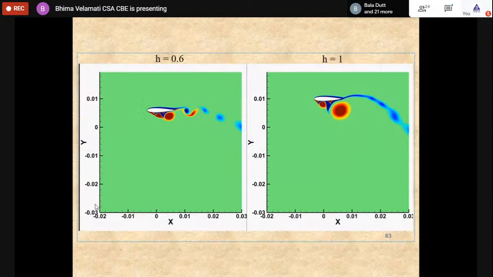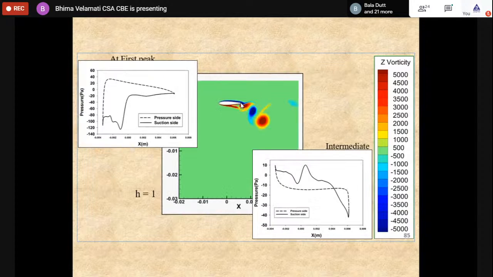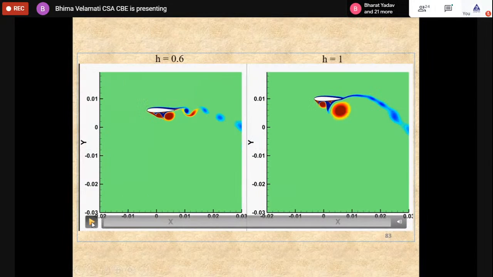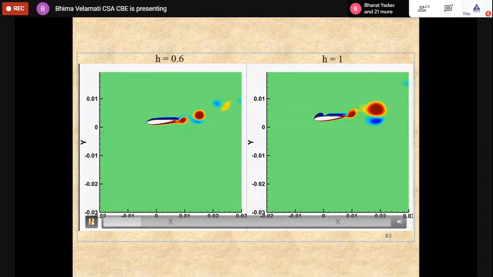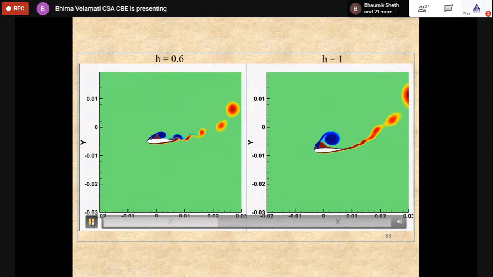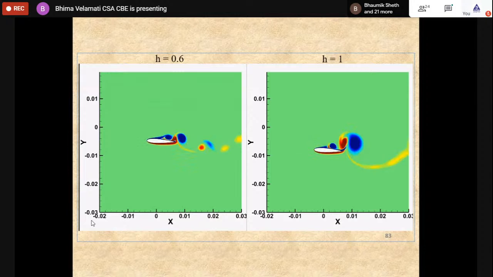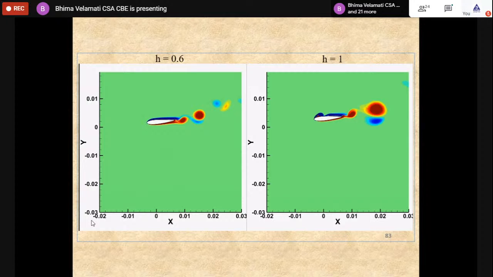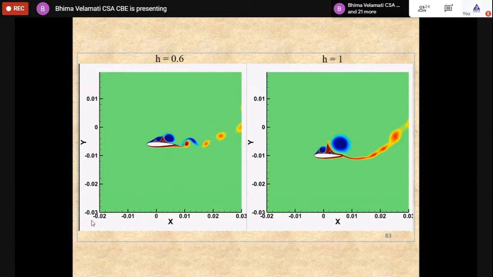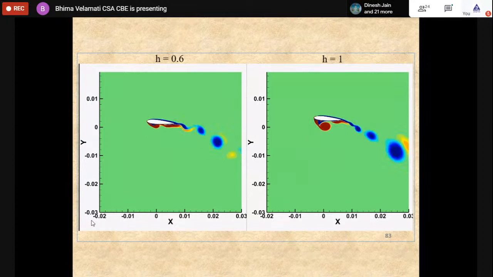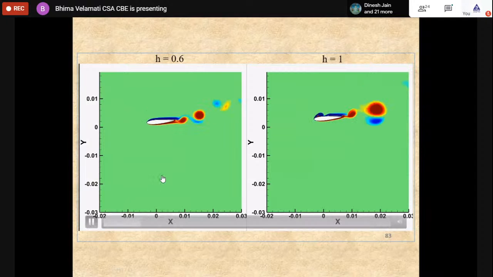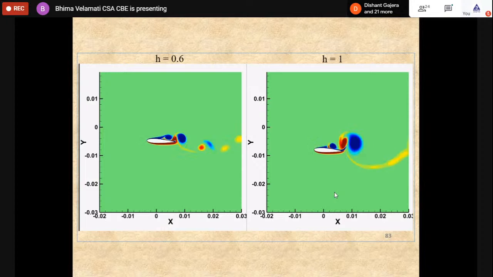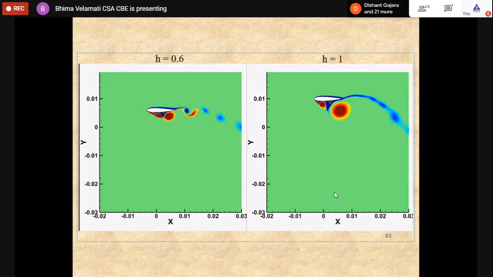You can watch the video. With H, the amplitude is high, so the thrust will be high. The vortex interaction that you see in the bottom and top, the magnitude of that would increase, and which would lead to more thrust.